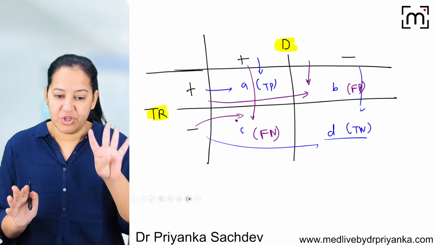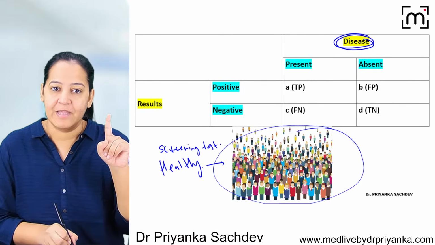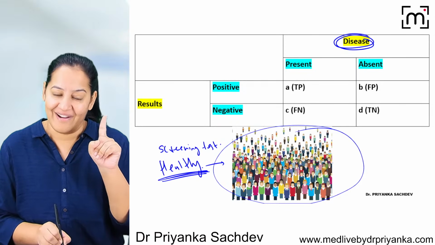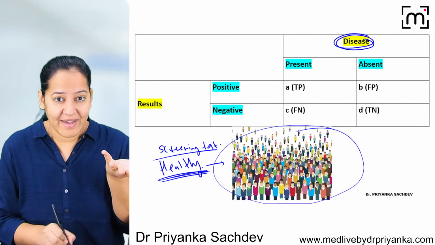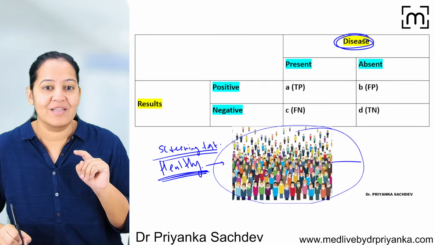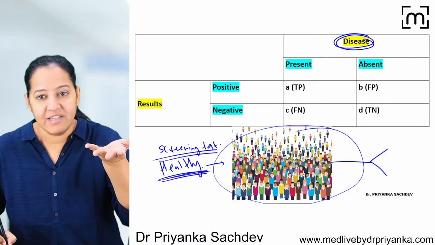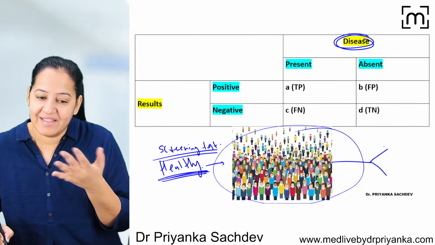So I divide the population into 4 groups. This is a community. Ideally, they all think they are healthy. So I have applied a screening test to see who is actually healthy and who is apparently healthy. Ideally, the screening test should divide them into 2 categories: the ones who are really healthy and the ones who are apparently healthy. Actually, the apparently healthy are the diseased.